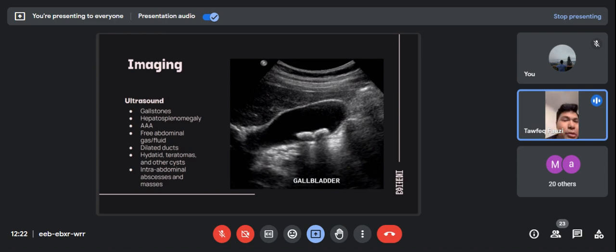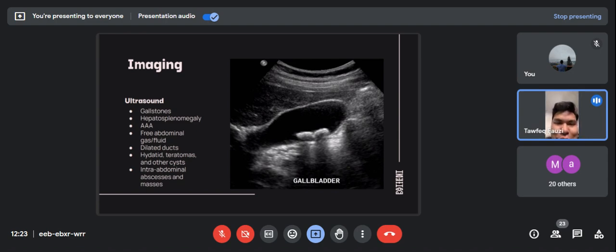Next is ultrasound. Ultrasound can be used to detect numerous pathologies in the hepatobiliary system, gynae pathologies such as ectopic pregnancy. You can also use it to confirm pregnancy. So you can see abdominal aortic aneurysm, any free gas in the abdominal cavity or fluids. Lots of things: cysts, abscess, masses.